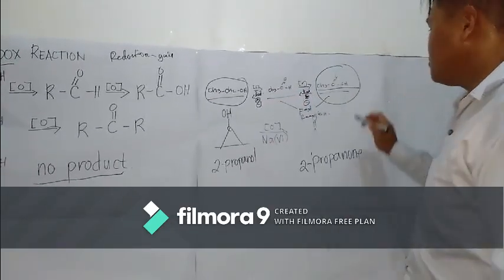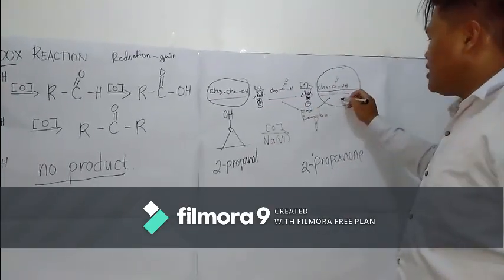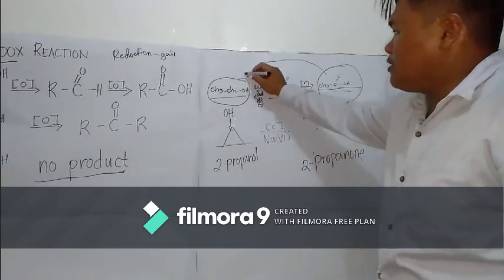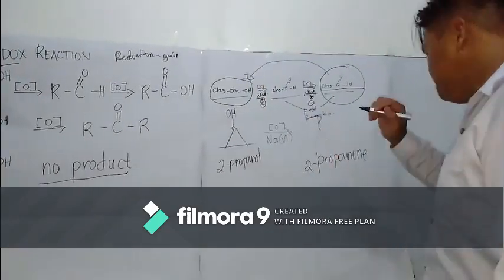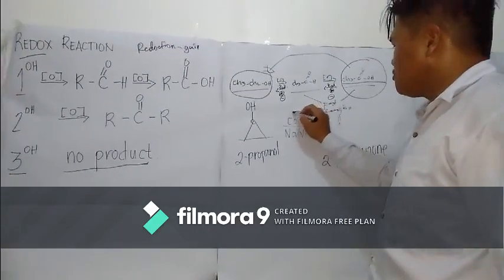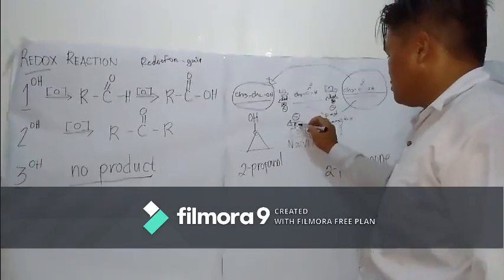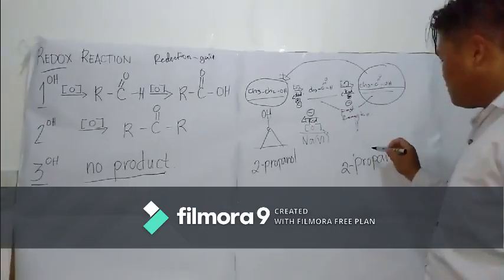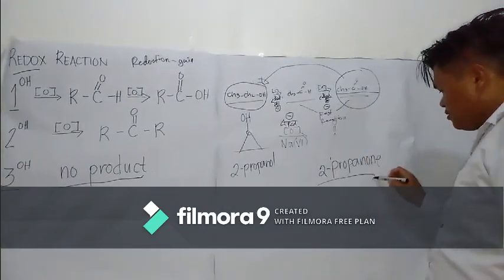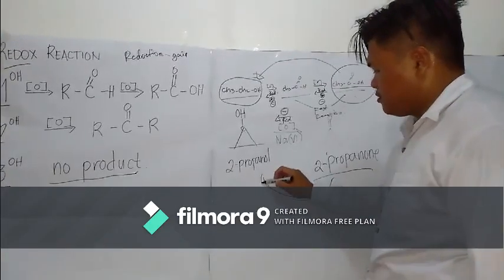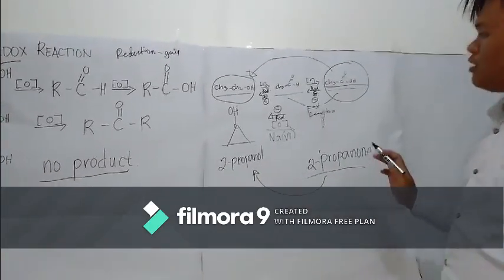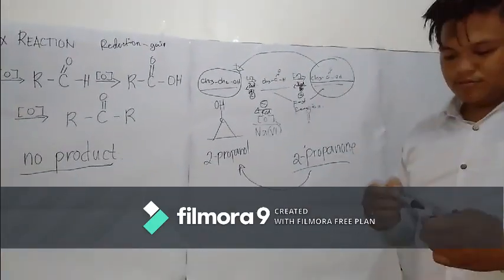We use the reduction to return the carboxylic acid to become an alcohol again. And for the ketone, we use also the reduction to return the 2-propanol. And that's all for the reduction.